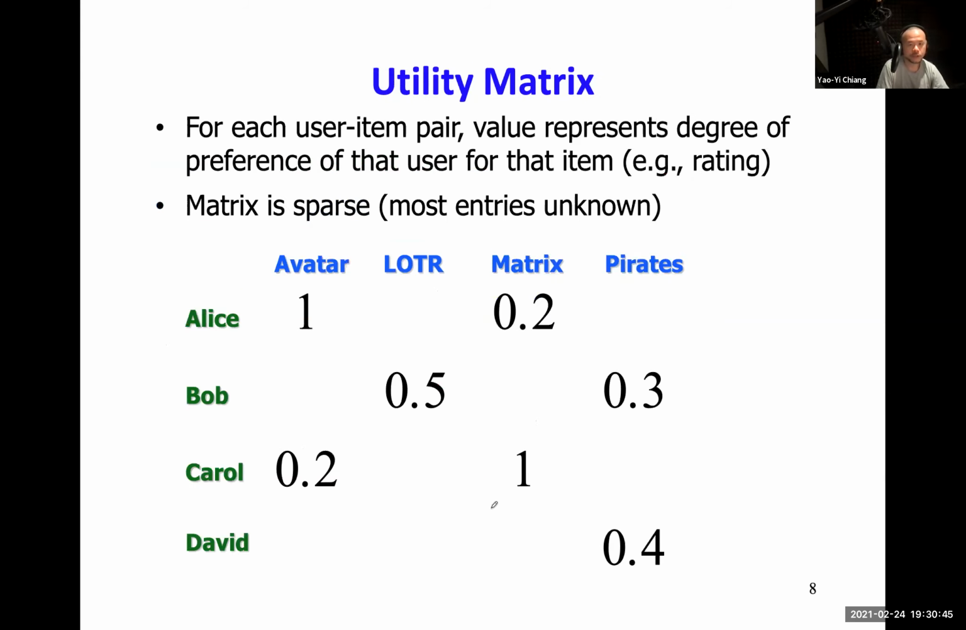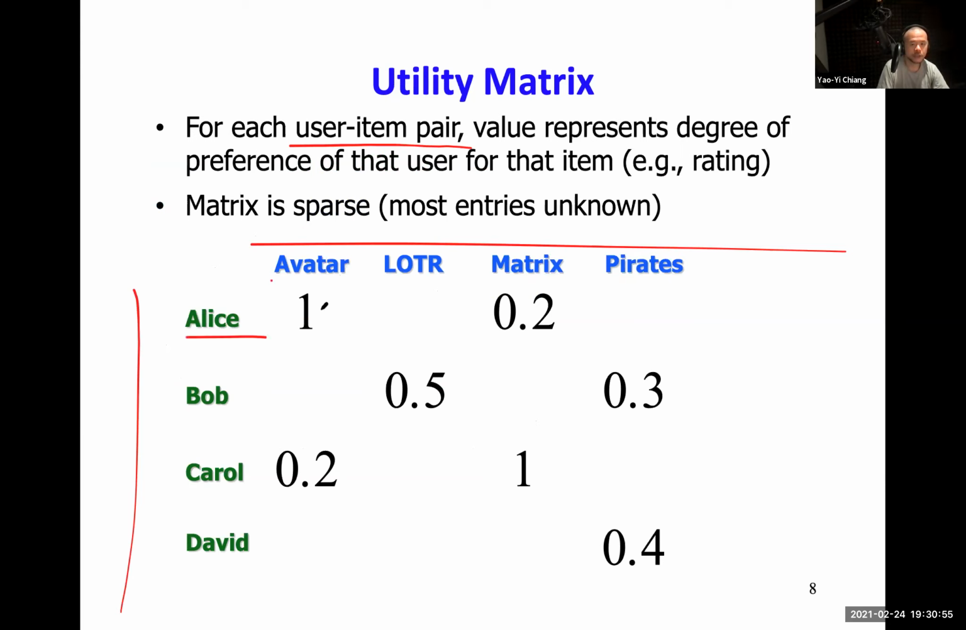Let's look at a utility matrix example. You have people, you have movies. For each user-item pair, Alice and Avatar, you have 1. So this could be a rating, right? Alice has rated Avatar 1. But this can also be a purchasing history table, right? 1 means you have purchased it. 0 means you have not purchased it.